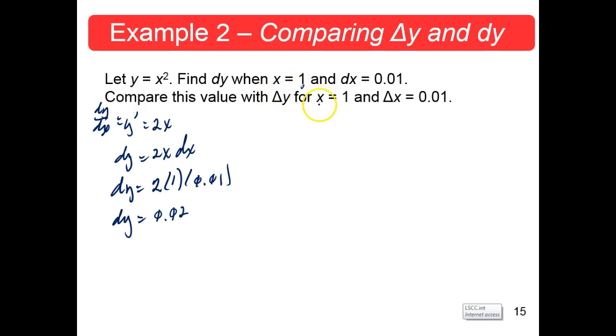Okay? Now let's see what it actually is when you're doing the delta y, the actual change of y when x is equal to 1 and the delta x is 0.01. So your y then, the actual y, your new x is going to be x equal 1.01. All right.